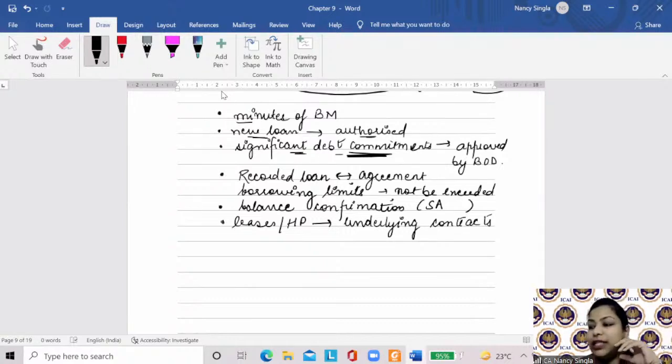Okay. So quickly tell me the SA number. So it is SA 505, balance confirmation. Try to link these previous chapters also. This way you will be able to revise.